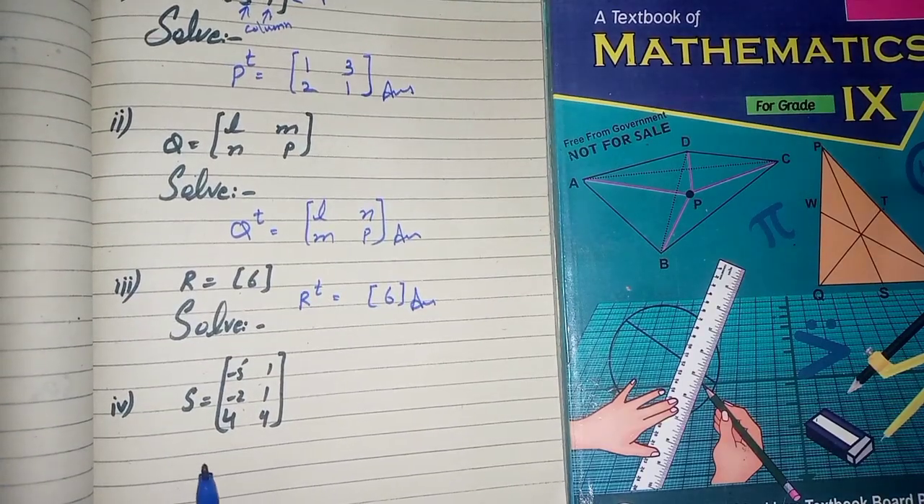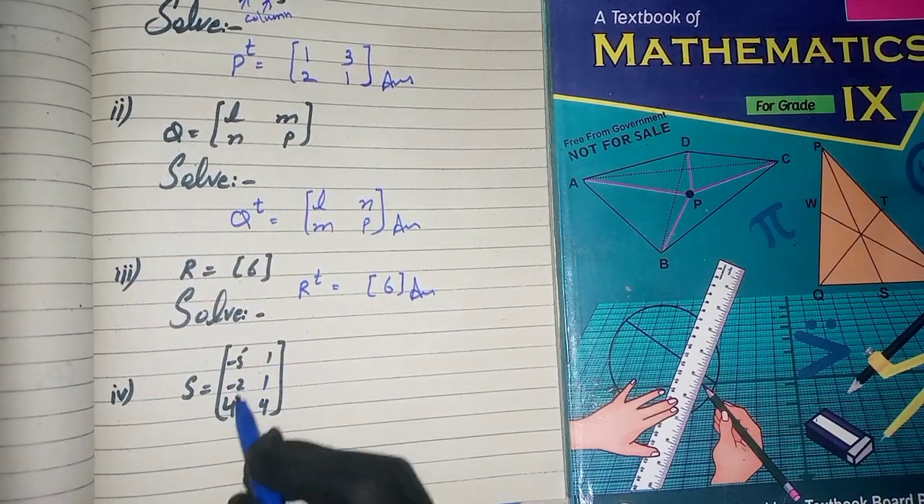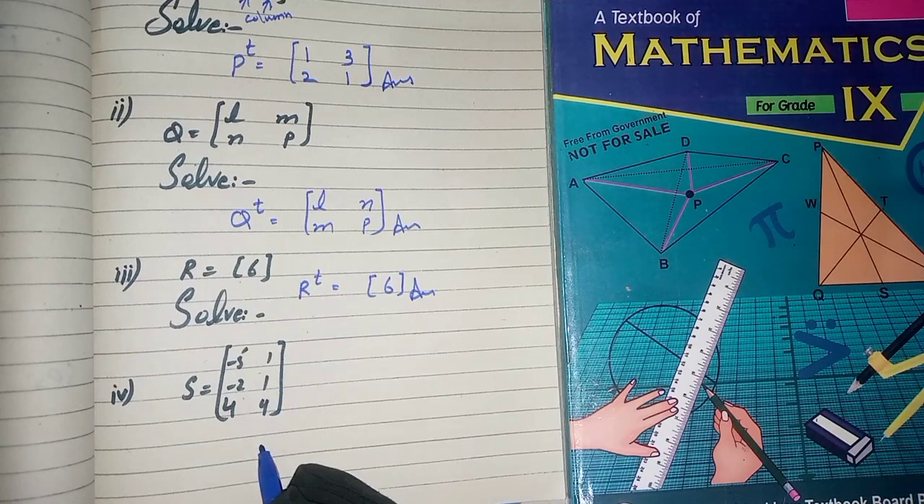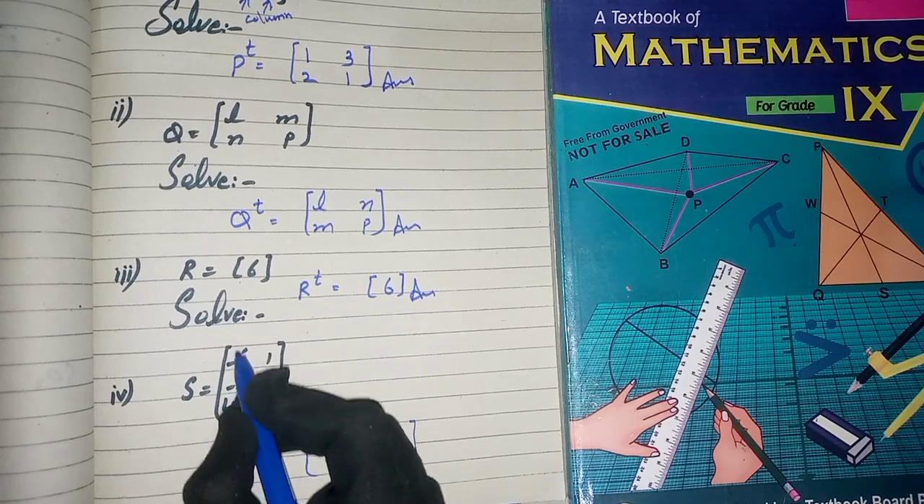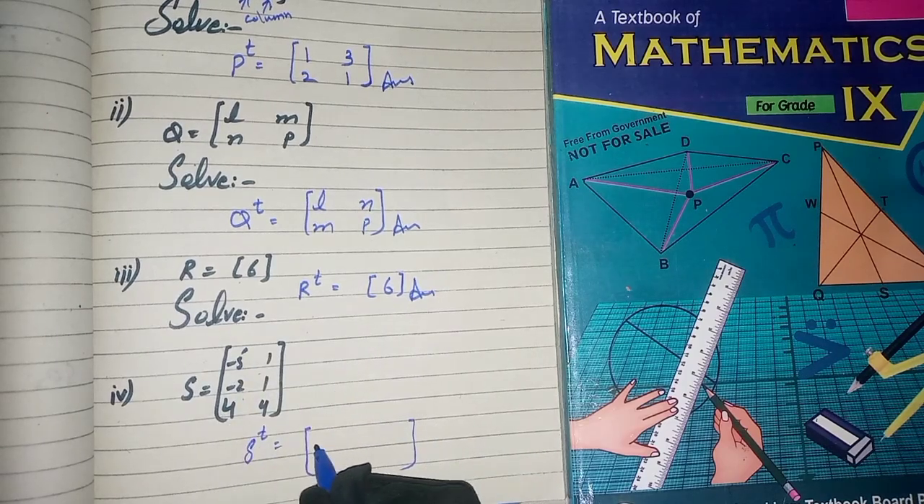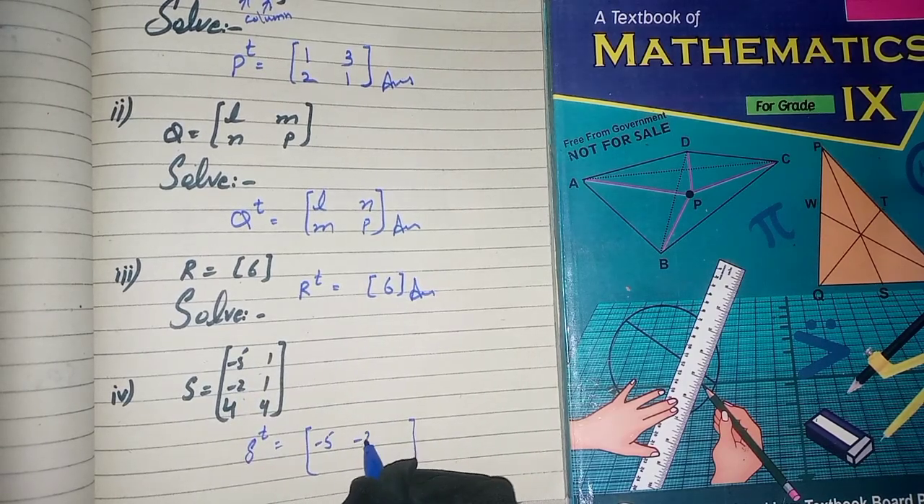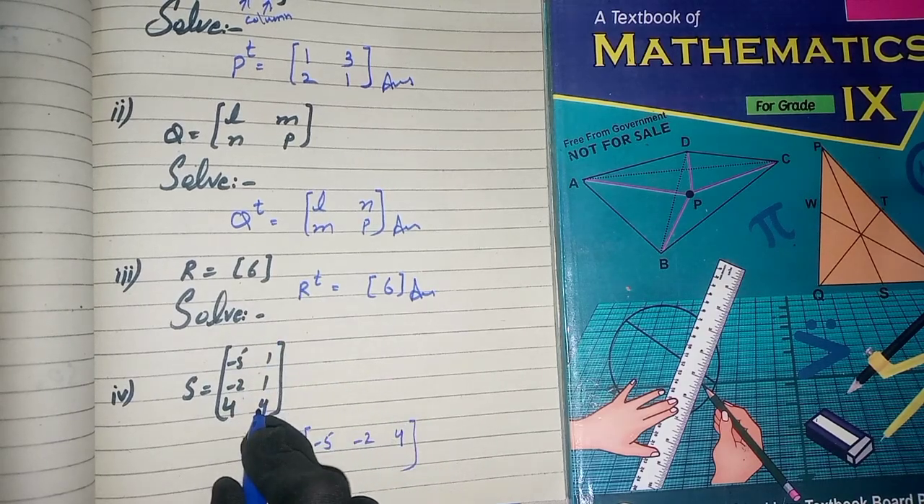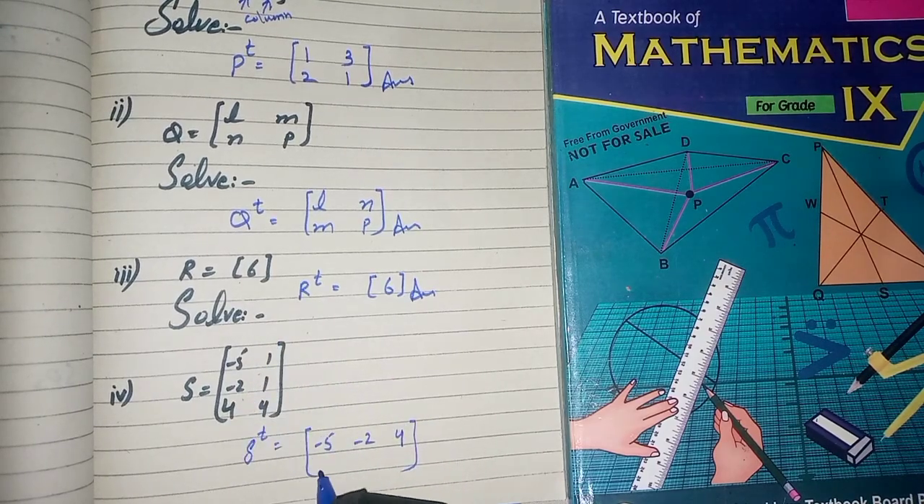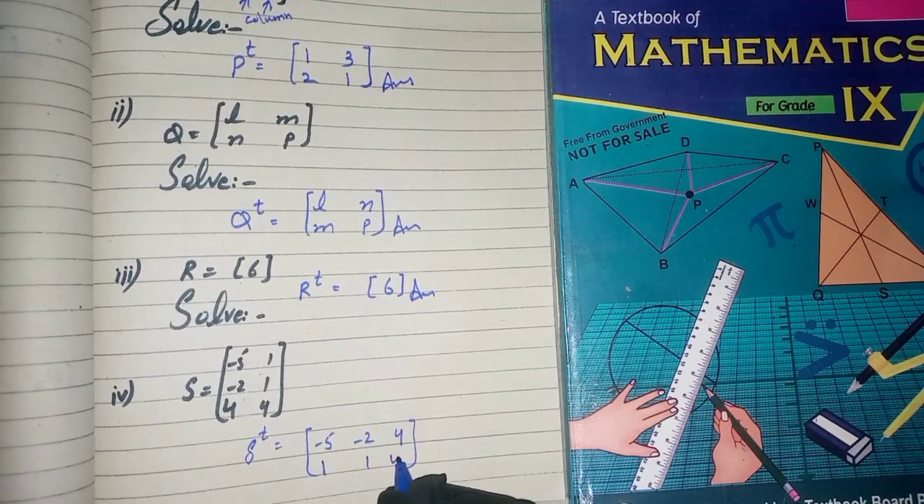Part 4 is S is equal to -5 -2 4 1 1 4. S transpose is equal to, write column in the place of row. -5 -2 and 4 is in the column, we write it in row. 1 1 4 is in the column, we write 1 1 4 in row.